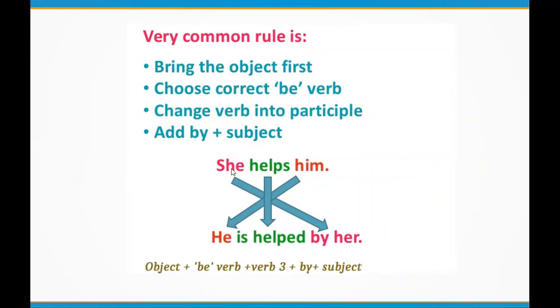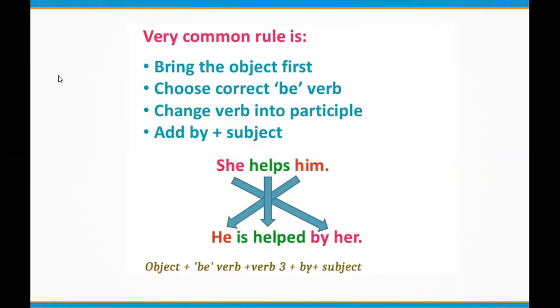For example, she helps him. This is an active voice. While changing it into passive voice, he is helped by her. Here he is an object, is is a be verb, and helped is a V3, that is past participle, and by is a preposition, then her is a subject. So this is the formula while changing it into passive voice: object plus be verb plus verb 3 plus by plus subject. So keep it in mind, students.